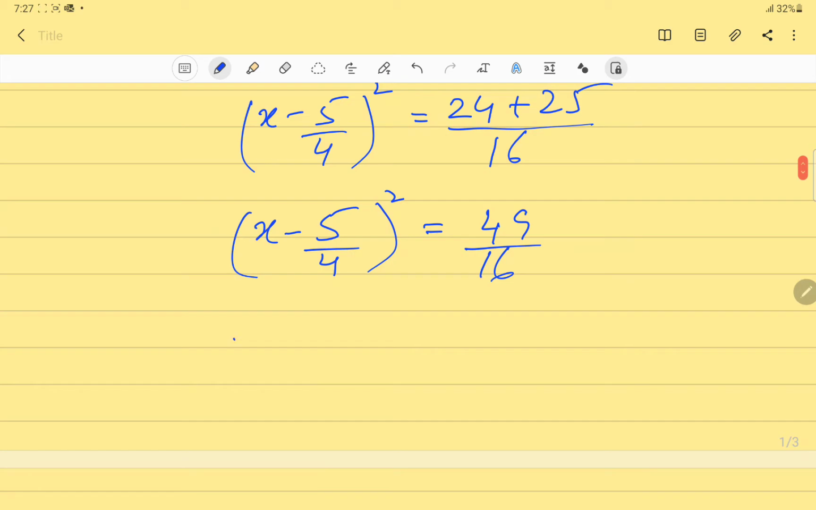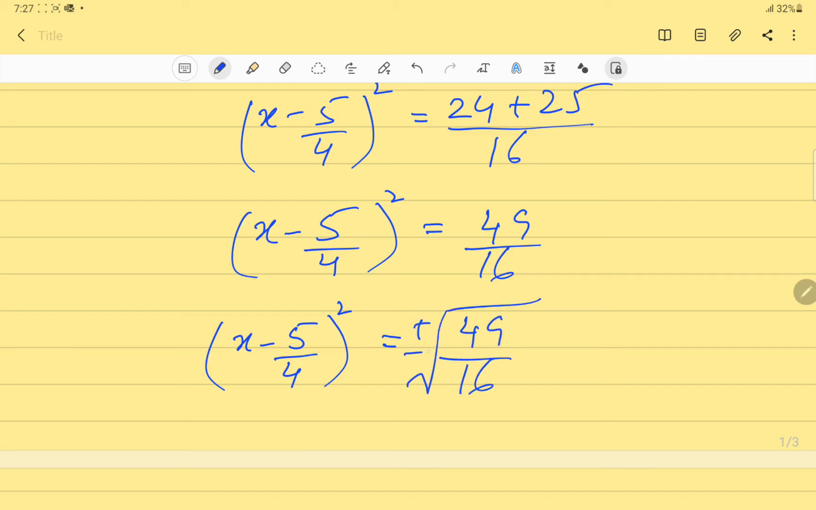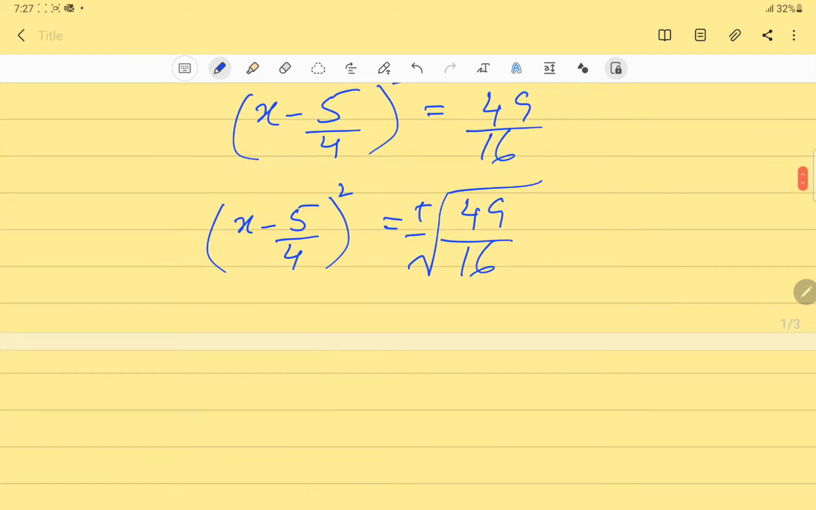Now we will apply square root on both sides. (x - 5/4)² = 49/16. Please don't forget to place plus minus here, because the square of plus is also plus and the square of minus is also plus. So we applied square root on both sides. So x - 5/4 = ± 7/4.